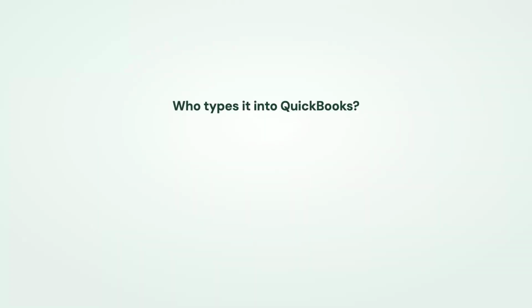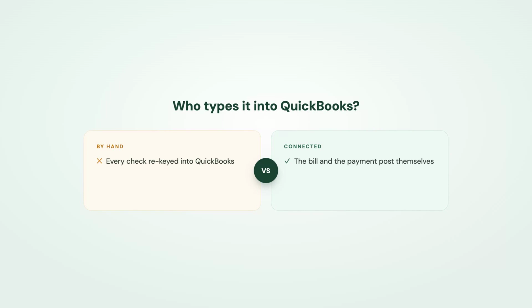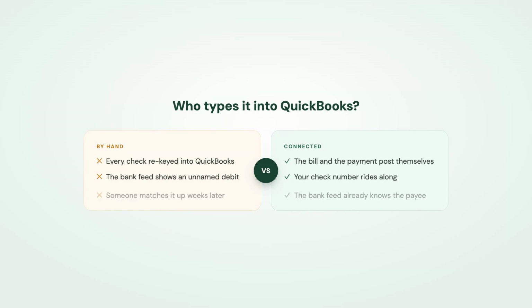Here's the part of running a dispensary nobody signed up for. You approve a settlement, you cut a check, and then somebody sits down and types all of it into QuickBooks a second time. Then that check comes back through your bank feed weeks later as an unnamed debit, and somebody has to work out who it was written to. Connecting QuickBooks takes that whole second job away.